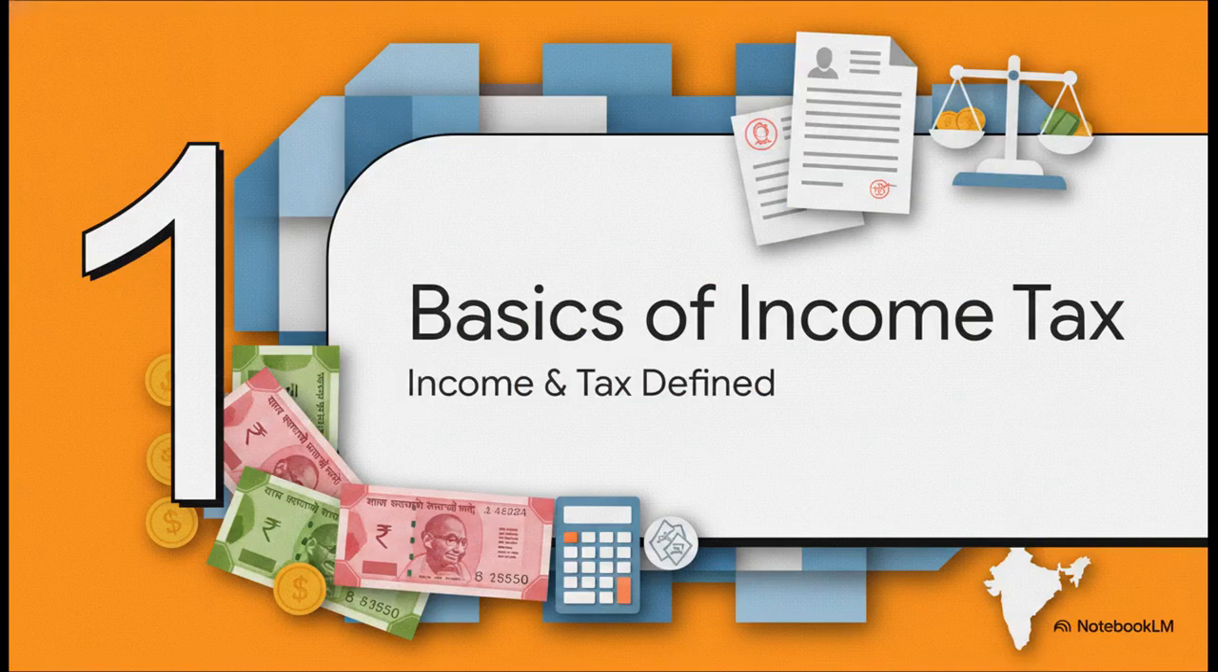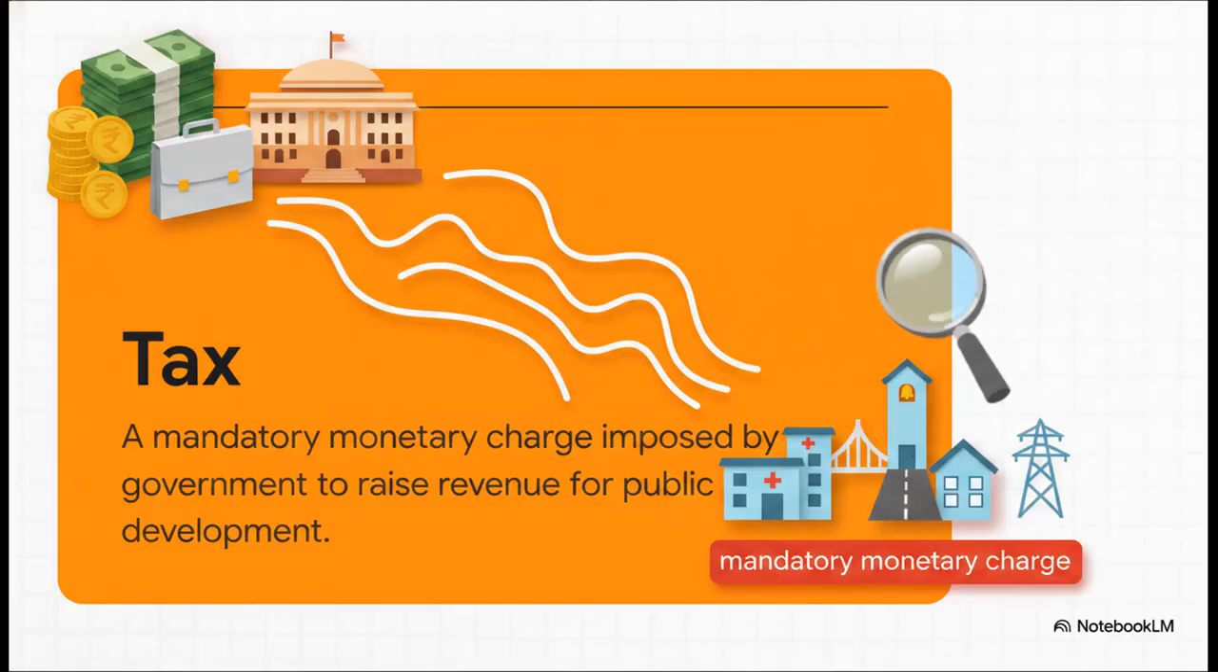Section 1. Basics of Income Tax. We toss the phrase around constantly, but let's actually break down those two words, income and tax. Simply put, a tax is a mandatory monetary charge imposed by a government on its citizens. And I really want to hit hard on that word, mandatory. This isn't some voluntary donation where you just chip in if you're feeling generous this month. No way. The government collects this to raise revenue for collective public development: roads, hospitals, schools, the whole shebang.